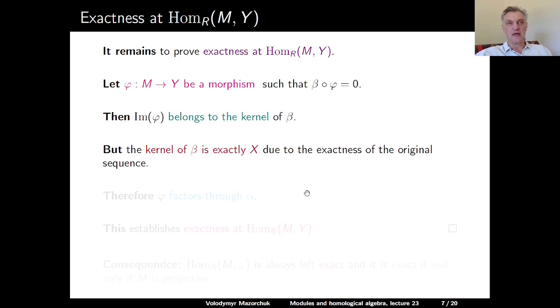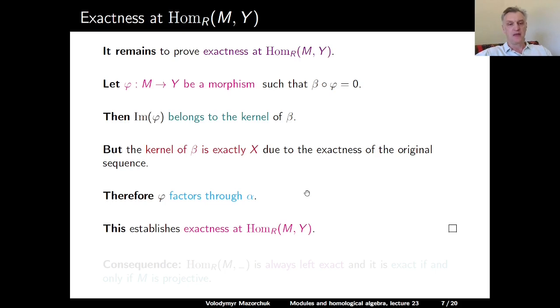And the kernel of alpha is exactly 0. And this is again from the exactness of the original sequence. Therefore, phi factors through alpha. And this establishes exactness of the second sequence in the middle position of R homs from M to y, and completes the proof.